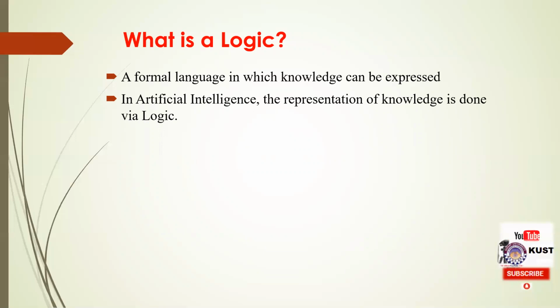As a human speaks or talks, there is a lot of information in his or her mind. But we cannot express all that information to the agent. So we need some logic, and that logic will filter the necessary information only. In artificial intelligence, the representation of knowledge is done through logic. There are three main components of a logic.